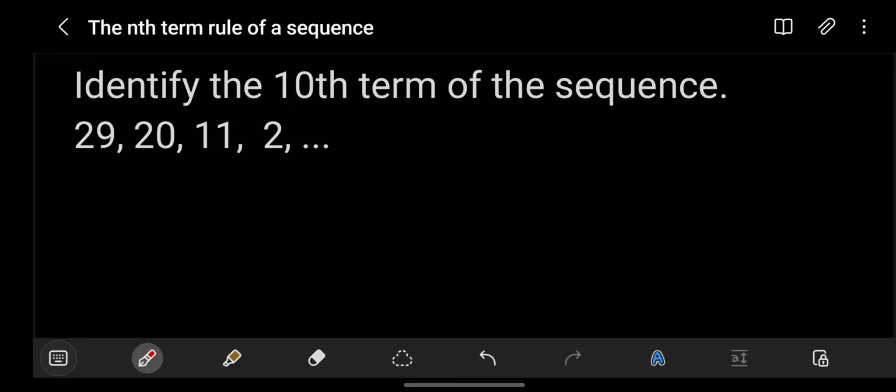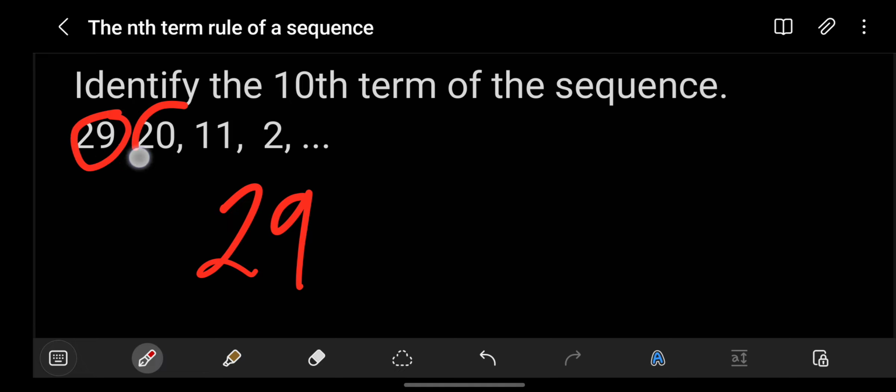The first step is to identify the first term. In this case, the first term is 29, so you will write 29. Next, you have to identify the pattern. What are you going to do? You have to take note of what happened to the sequence. We have 29, and it's decreasing. So we have to use the subtraction operation.